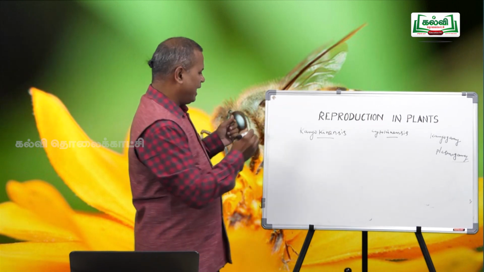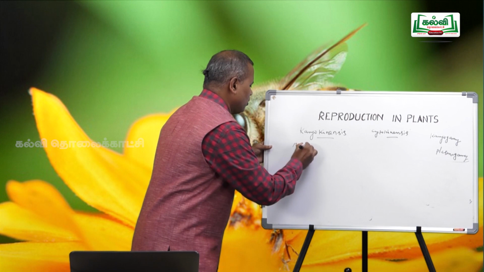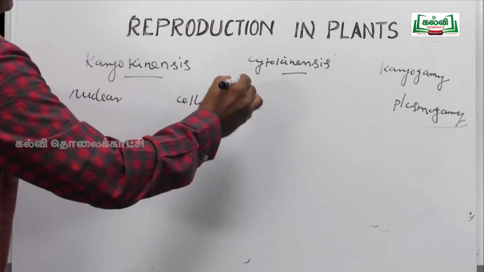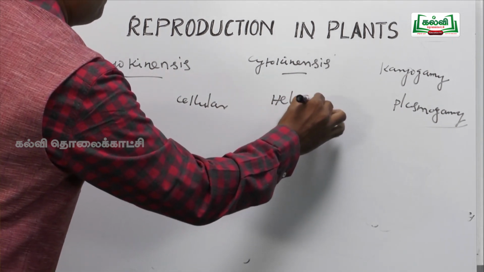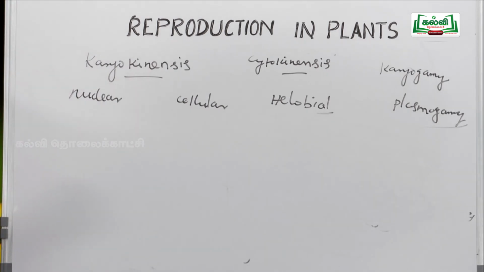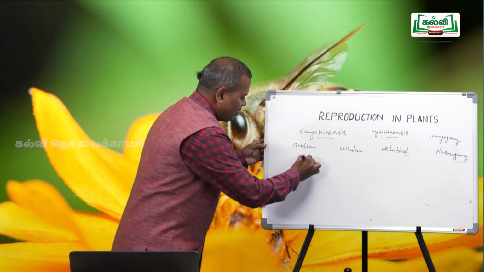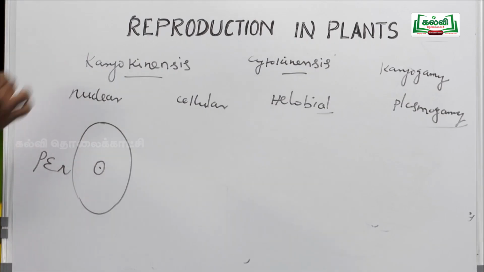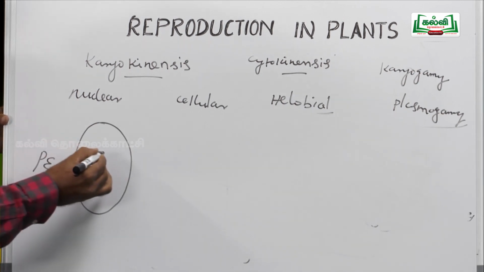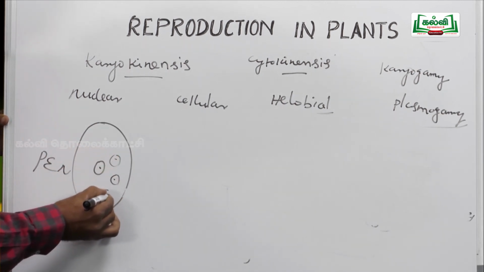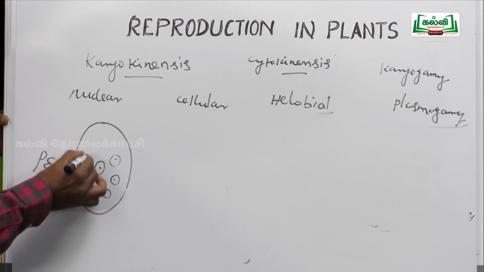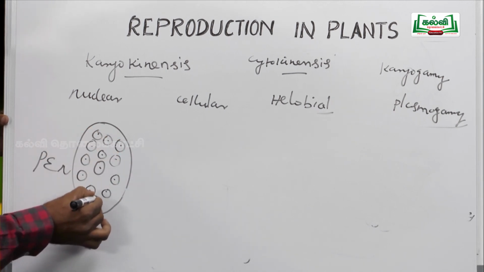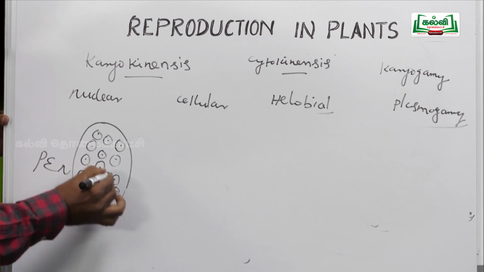So, three types of endosperm: one is nuclear endosperm, another is cellular endosperm, third is helobial endosperm. Nuclear endosperm means, take this as the primary endosperm nucleus, PEN. In this kind of endosperm, the nucleus alone undergoes division. Karyokinesis only occurs here. So it results in the formation of endosperm in a multinucleate condition.